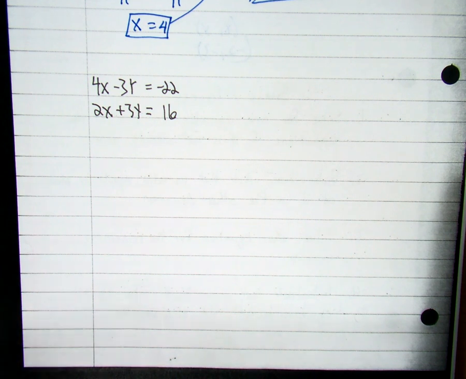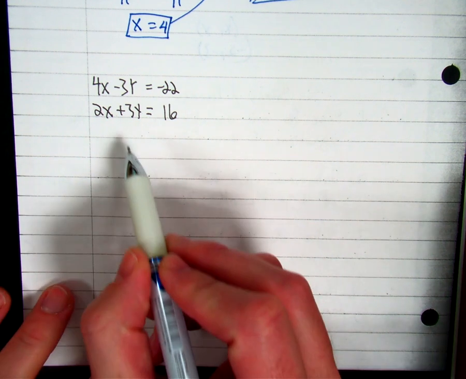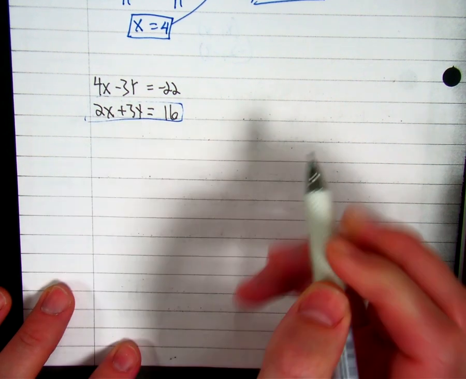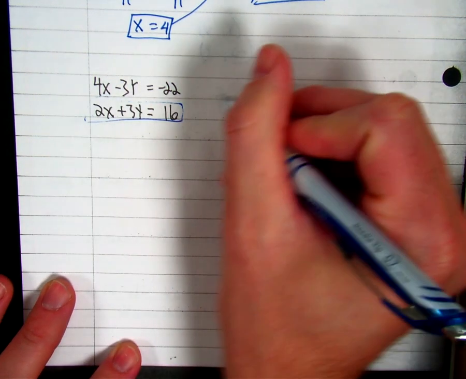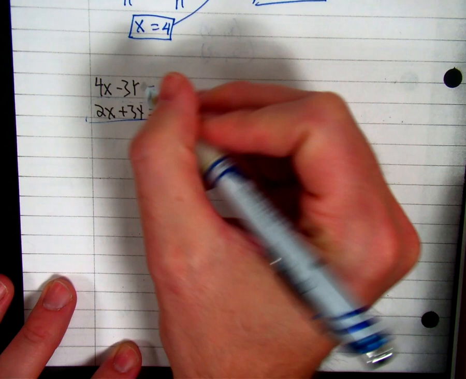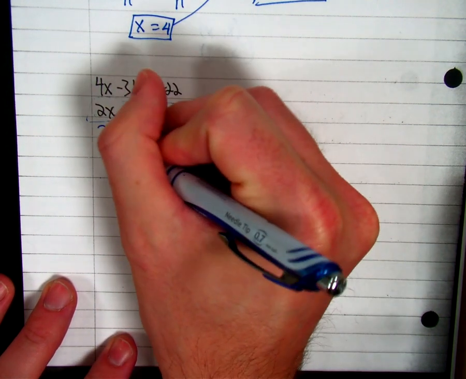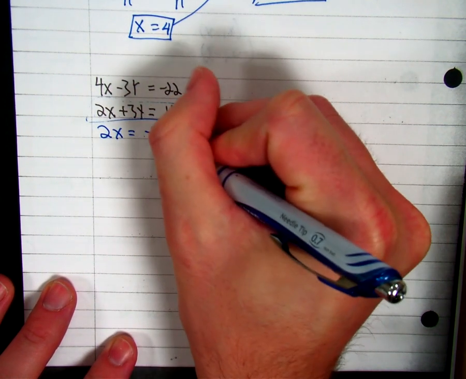Okay, so there is no right or wrong way for this one. There is one that I think might be a little bit easier, but you might have a different opinion, and that's okay. They should work out the same. I think it's going to be easier to get x by itself in the bottom equation. Okay, and you might think differently, and that's fine. Hopefully it worked out for you. So I'm going to try to get x by itself. So I'm going to subtract the 3y over.